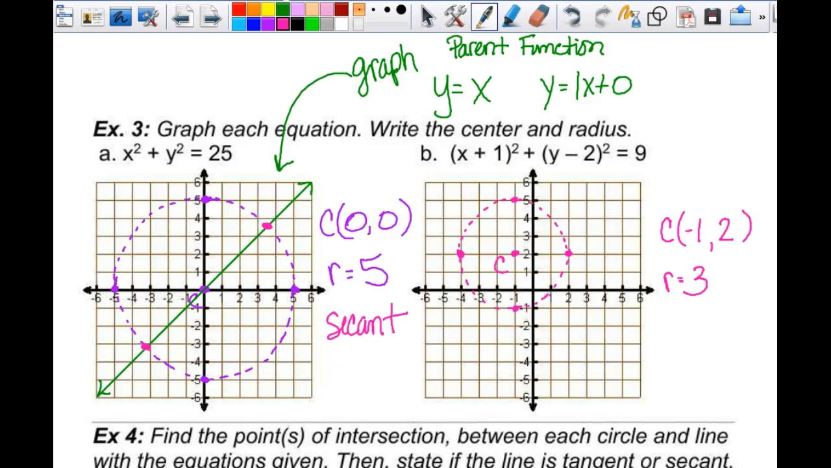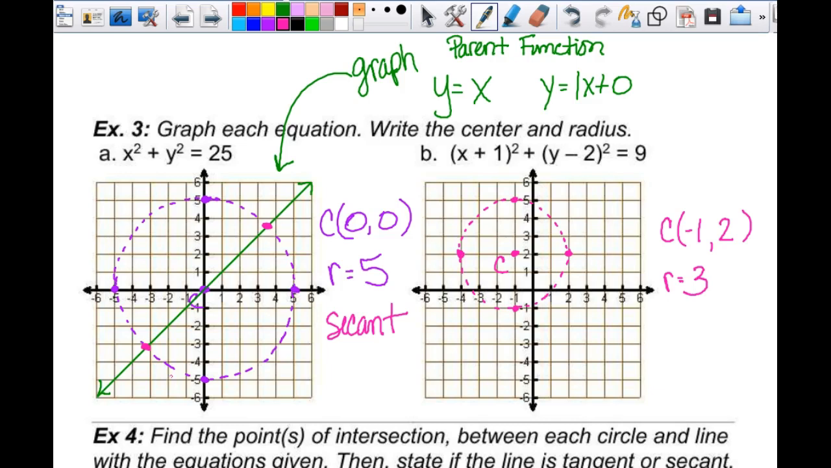Does a chord live in the secant line? Yes. Does the diameter live in this secant line? Yes, it does, but the line itself is a secant. Does every secant line contain the diameter? No, because I could have a line right here and it wouldn't contain the diameter. It can contain a chord, but this one just happens to go through the center of the circle. Okay, so it intersects the circle at 2 points.